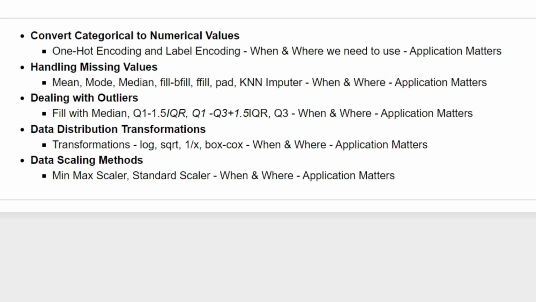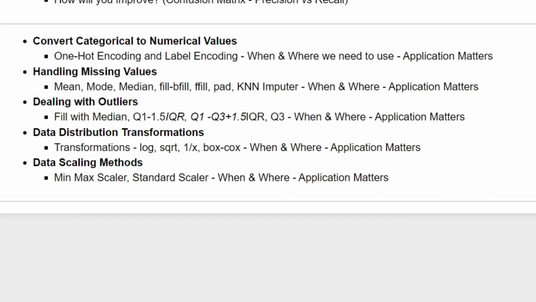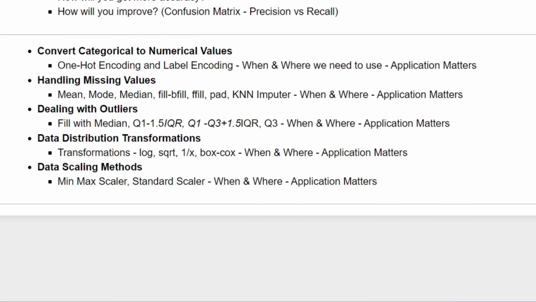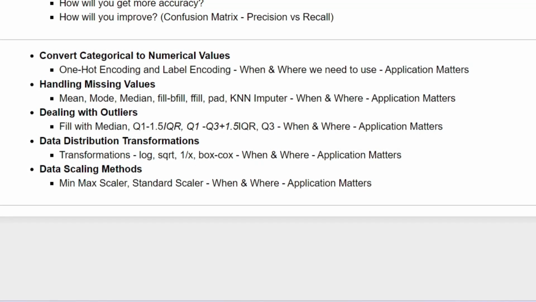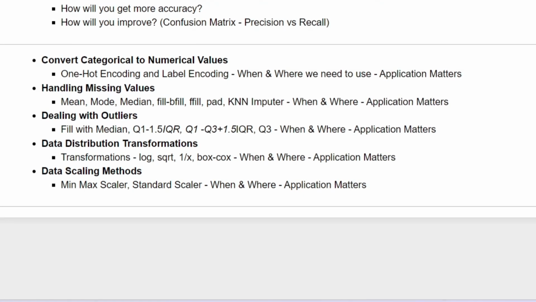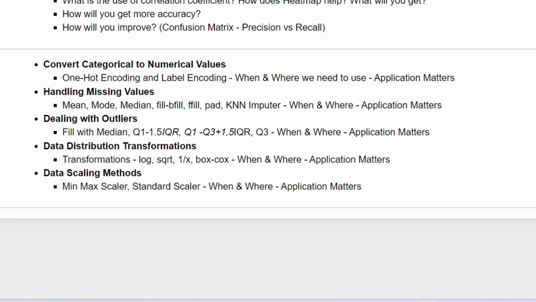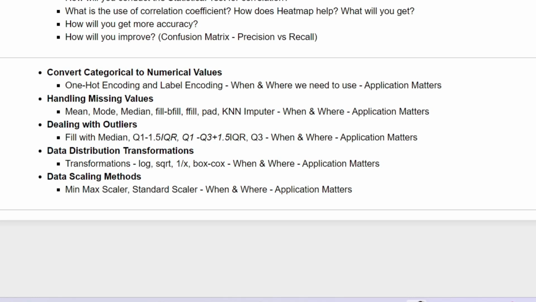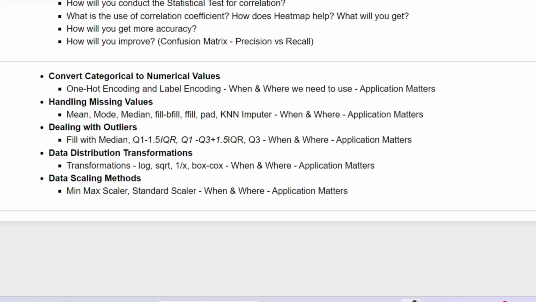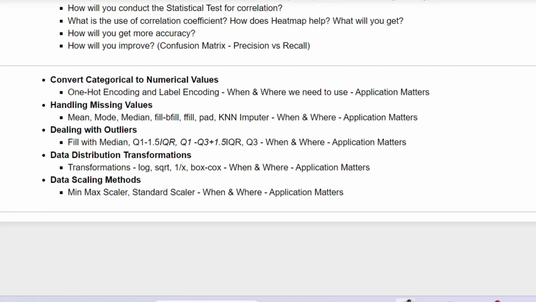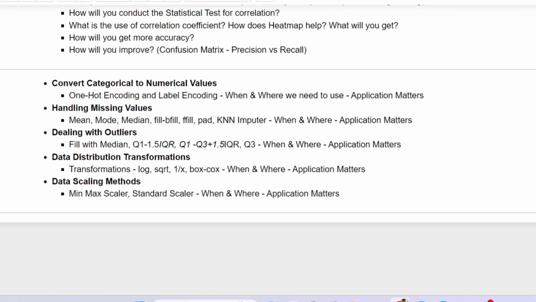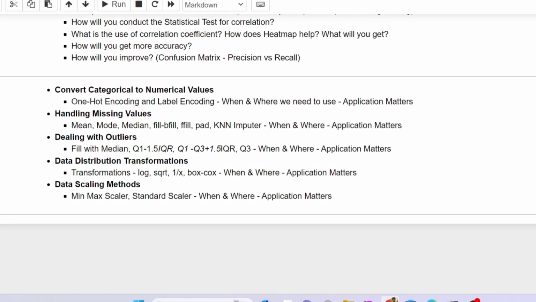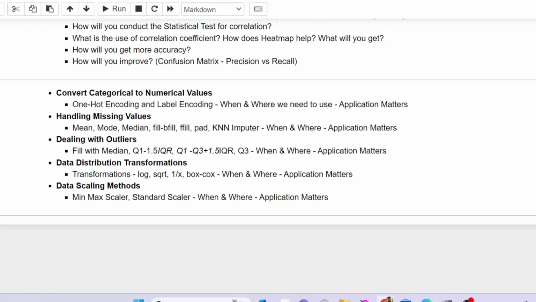Convert the categorical into numerical values. One hot encoding is there, label encoding is there. When and where we use which is the matter. Here we are using the model to solve customer or real-time problems, where the application plays a significant role; we say it's application engineering. And handling the missing values: mean, mode, median, bfill, ffill, pad, KNN Imputer, when and where. That is very precise, or we do some experiments and come back to it. That's where the application matters.